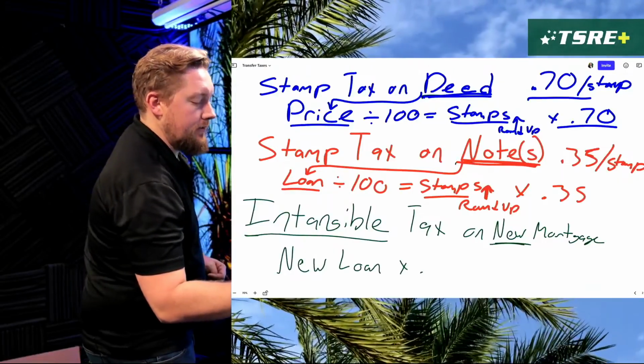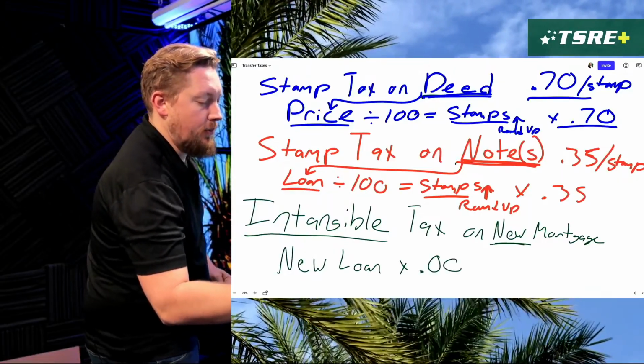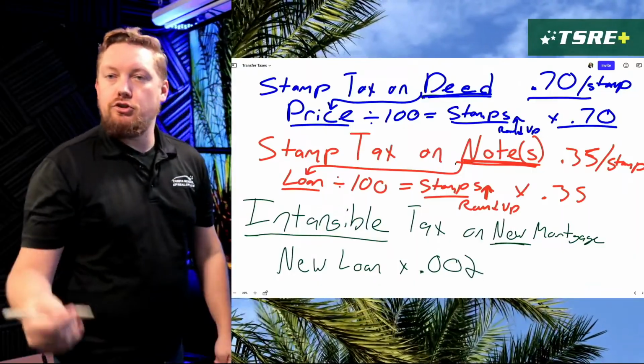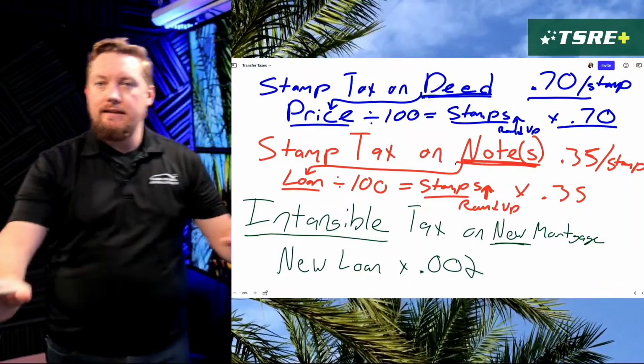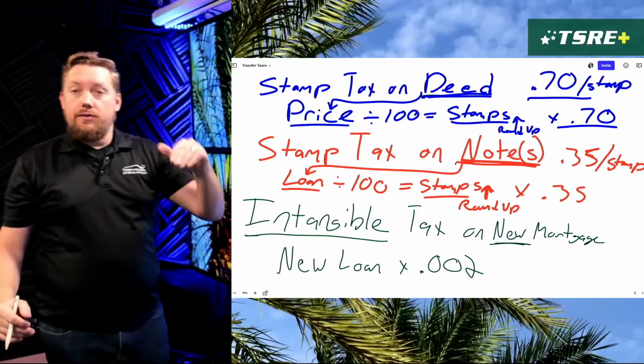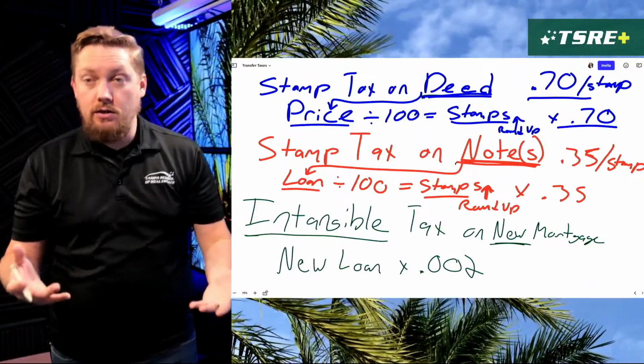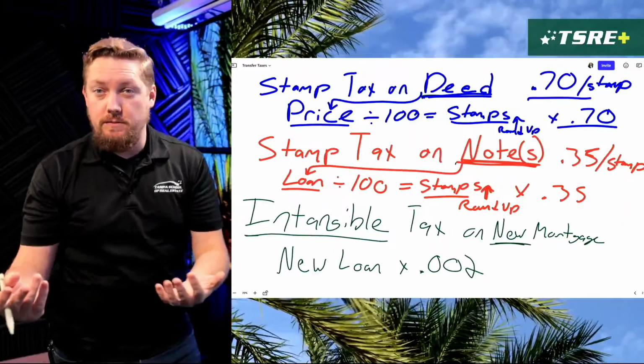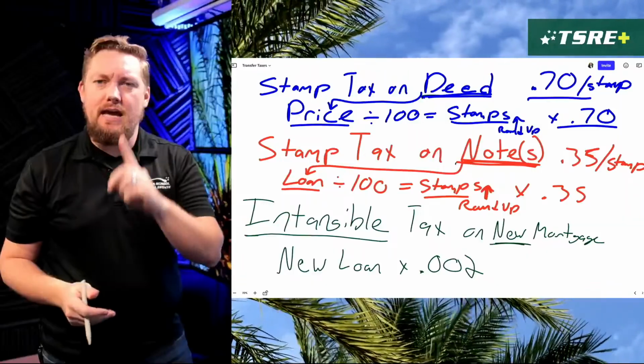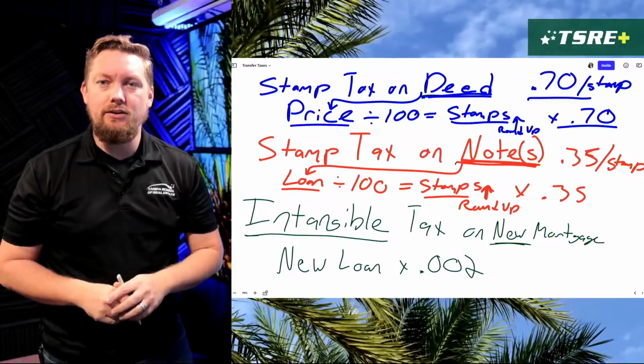New loan, this one's the simplest. It's new loan times 0.002, which is 2 mils. And that's it. So yes, there are 3 different formulas, and this could be 3 different questions potentially, but most likely you're going to have this as one question on your exam.